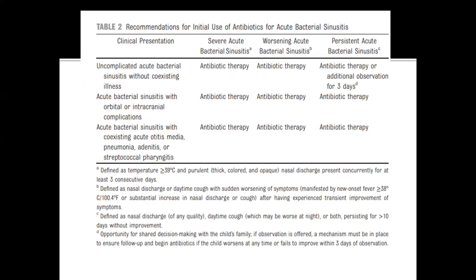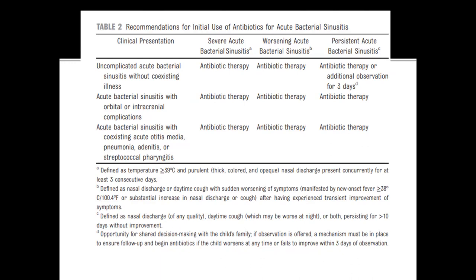So these are the recommendations for initial use of antibiotics for acute bacterial sinusitis. Again, here you can see the definition. The severe acute bacterial sinusitis, by definition, is defined as temperature more than 39 associated with thick nasal secretions and present consecutively for all the 3 days. And worsening bacterial sinusitis is defined as nasal discharge associated with daytime cough and sudden worsening of symptoms. Again, here also the fever will be present at least more than or equal to 38 degrees and substantial increase in the discharge or the cough. The persistent sinusitis, by definition, is presence of symptoms for more than 10 days without any improvement.